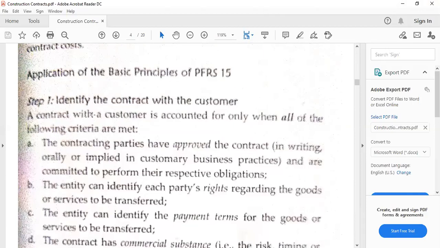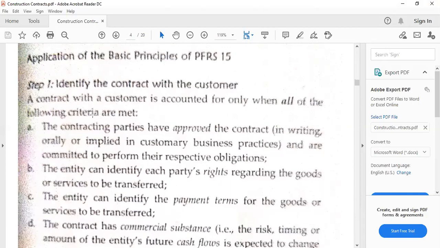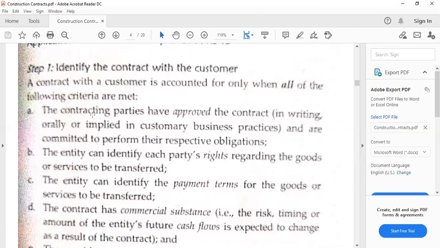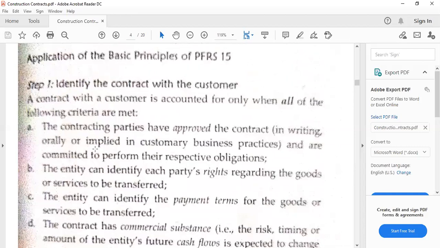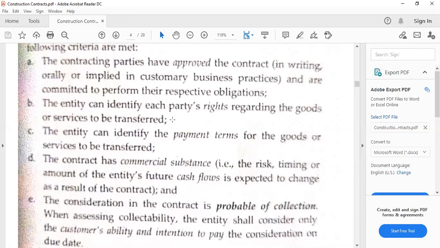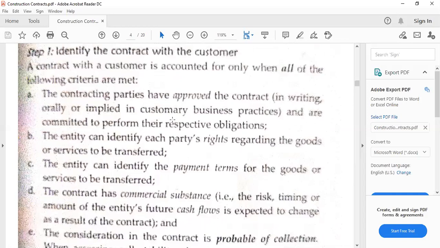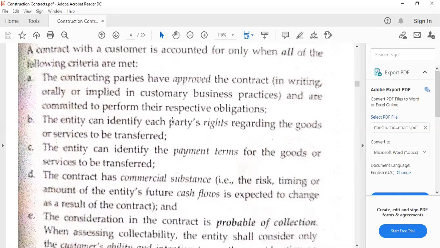So in terms of application though, here are the steps to be included. But then again, these are provisions from PFRS 15. So allow me only to pick the specific parts which are important. So step one is identify the contract with the customer, in which the contract could, of course, be in any form, writing, orally, or implied.